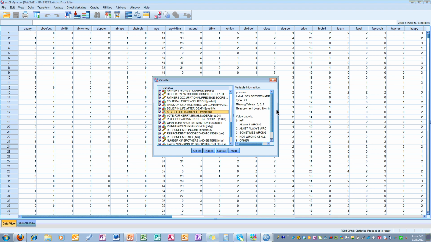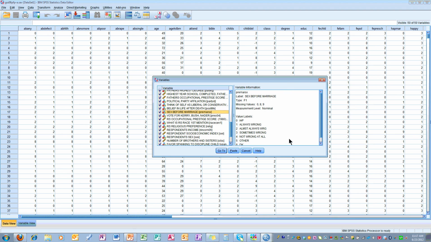And then we could go down this list with regard to other questions that were asked. There's a question here with regard to sex before marriage. Is it always wrong, almost always wrong, sometimes wrong, or not wrong at all? With regard to this question, we can see based on Chapter 1 that this question was measured at the ordinal level of measurement in terms of these categories to which a person could respond. It has some rank order attached.